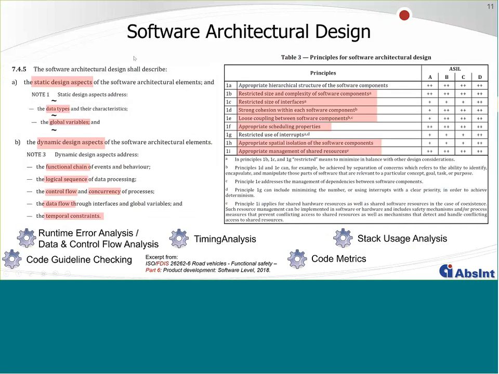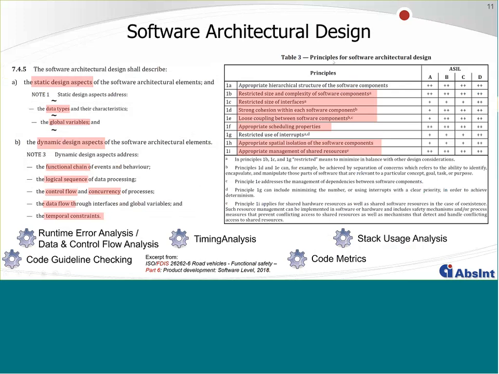Now, software architectural design. If you look here, you find some definitions like static design aspects, which cover data types, global variables, and some more. Dynamic aspects cover the functional sequencing of events, the functional dependence of events, of behavior, the logical sequence, and also control and data flow and temporal constraints. That also means that if you apply static analysis, it's actually a static analysis of dynamic program behaviors, okay? And you can do this.